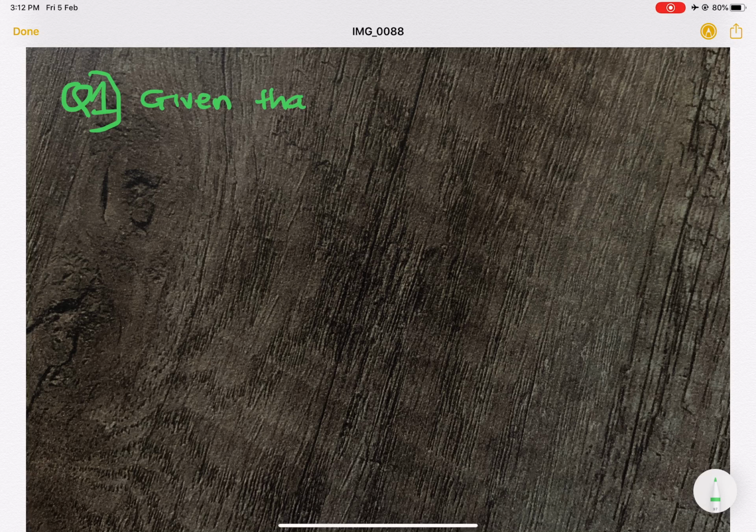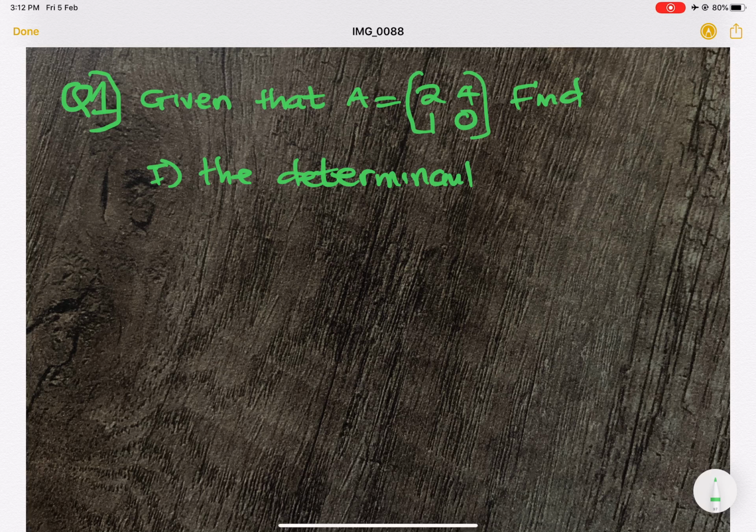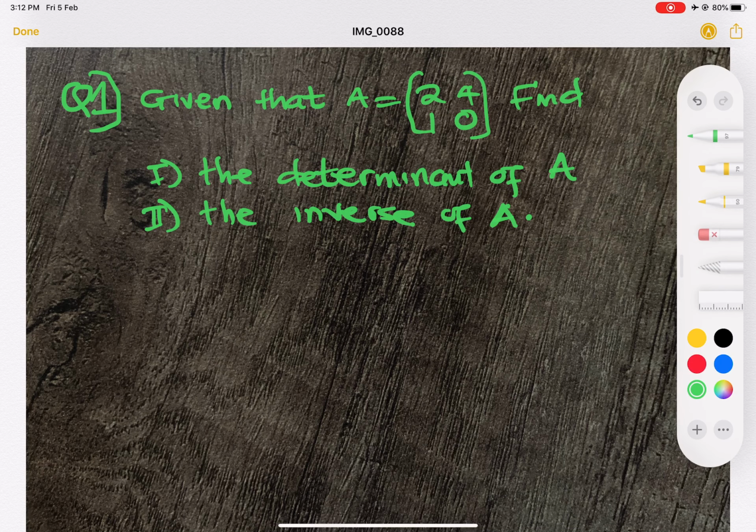Given that matrix A is equal to 2, 4, 1, 0, find number 1, the determinant of A. Then number 2, find the inverse of matrix A. Okay, so solution.